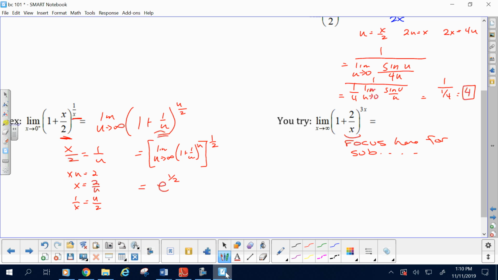Okay, what substitution did you make, Micaiah? 2 over x equals 1 over u. I agree. So the inside becomes 1 plus 1 over u. First step achieved. What is x or 3x? I don't care which. What's x equal to? x is 2u. Therefore, 3x is 6u. Right? Did that change go okay?